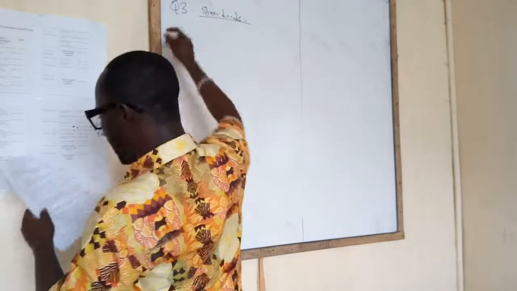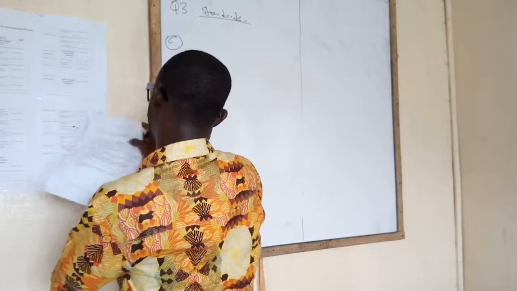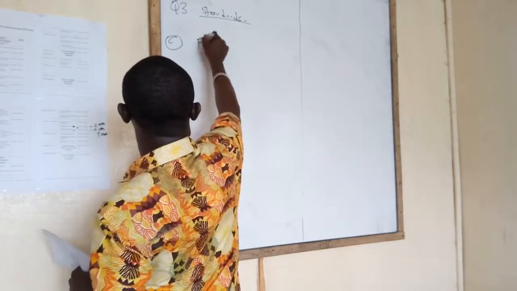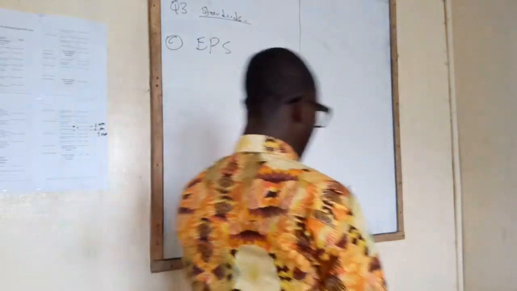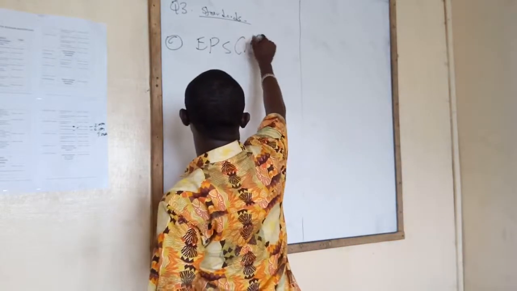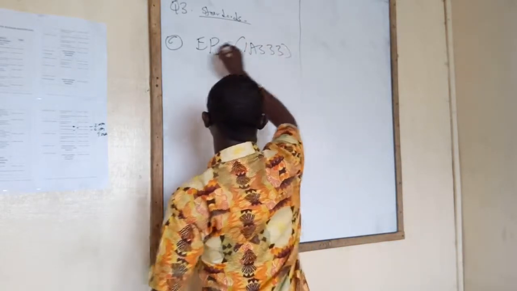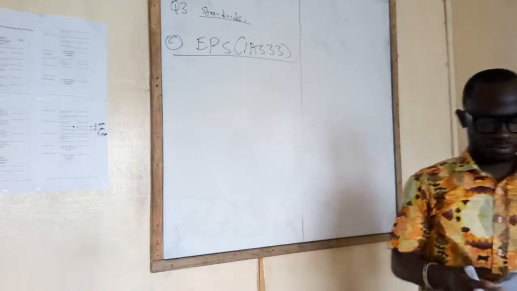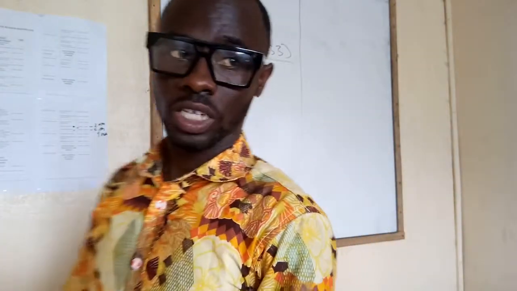C is based on an accounting standard that my brother brought in place. It's called earnings per share, IAS 33. So let's see what we got here.